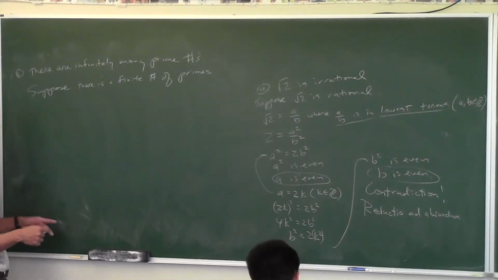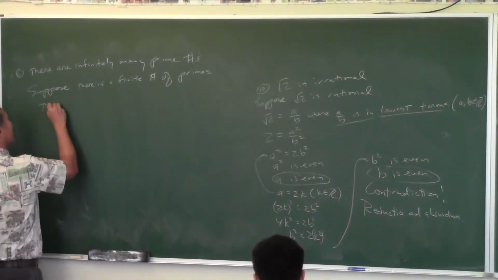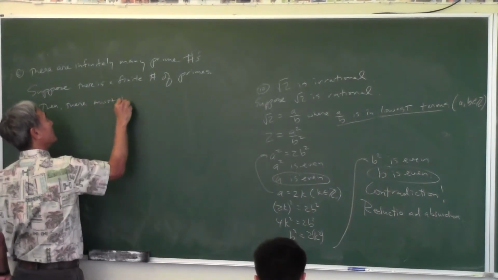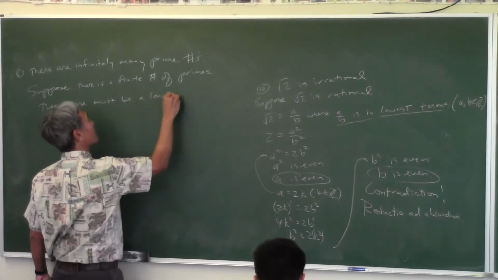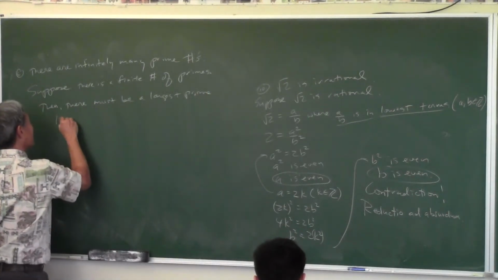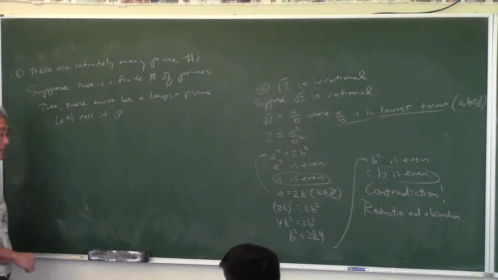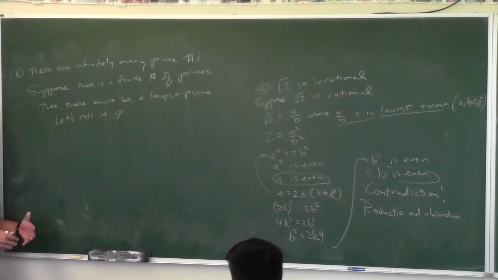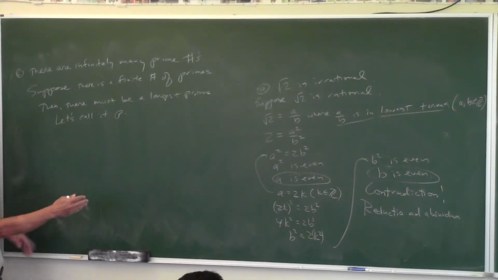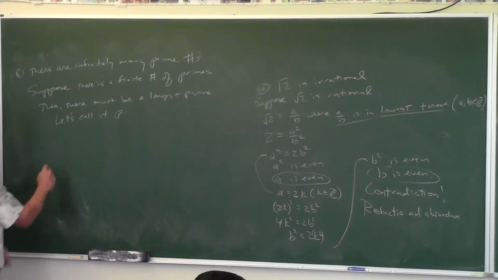Then if there is a finite number of primes, wouldn't there be a biggest one? Yes. So then there must be a largest prime. Let's call it P. Okay, so everybody following so far? We're going to suppose there's a finite number of them, and if there's a finite number of them, there has to be a biggest one, and we're going to call the biggest one P. Now, consider this number.